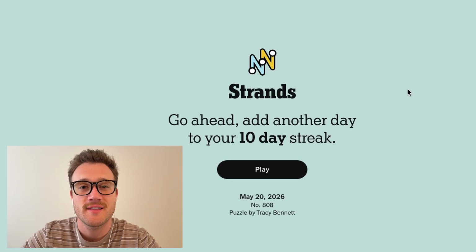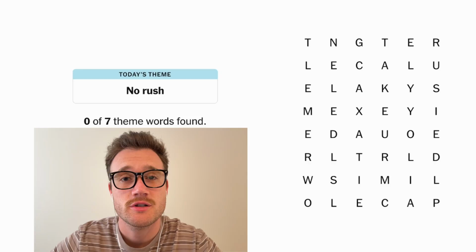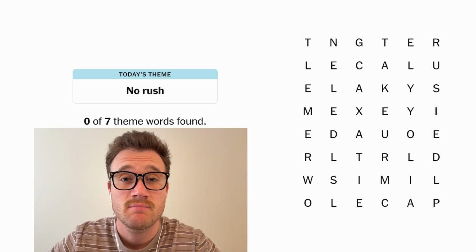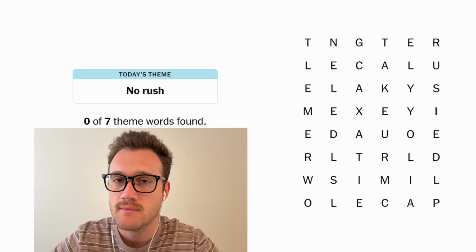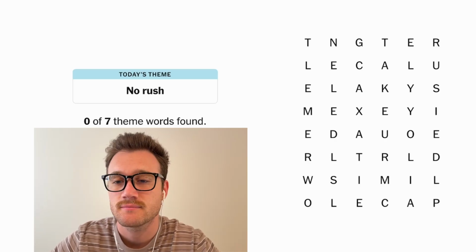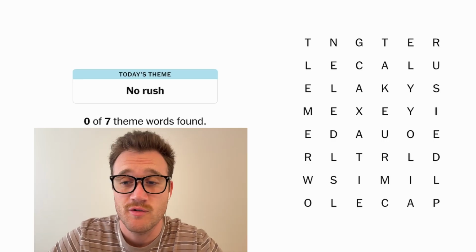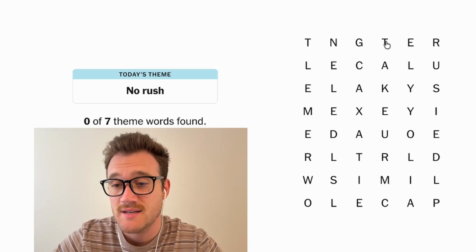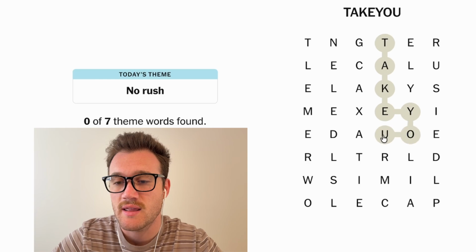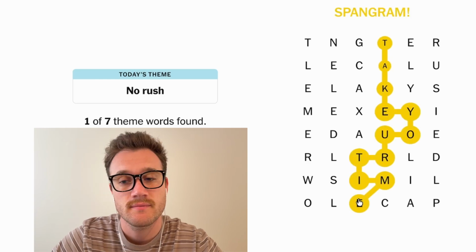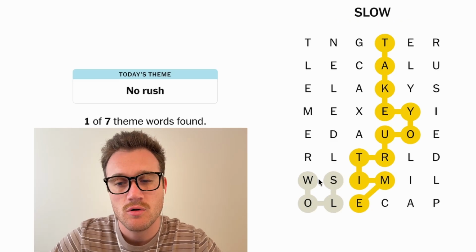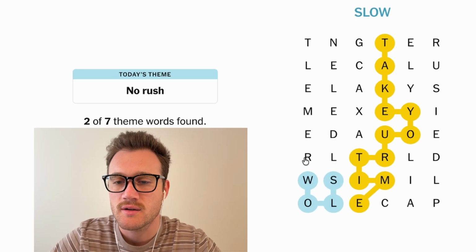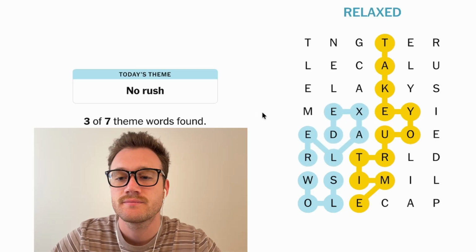Let's do the strands and find this hidden theme. No rush. All right. Immediately thinking maybe something slowed down, no worries, take your time sort of deal. See what we can find. Okay. Off the rip here, I do see take your time, which I think is our hidden theme. Nice. Okay. Also see slow here. Looks like we've got relaxed as well. Perfect.